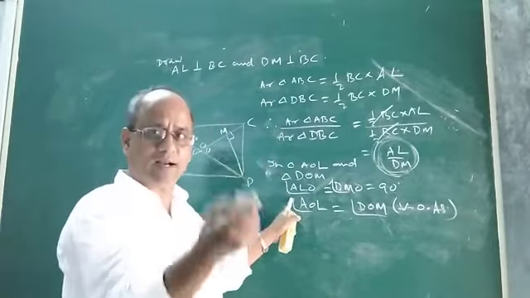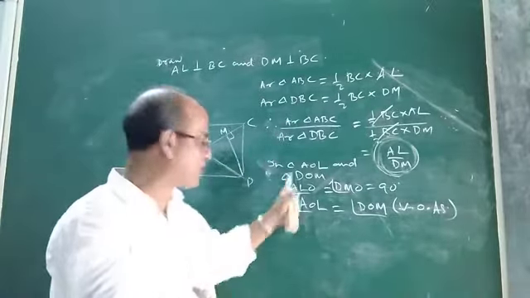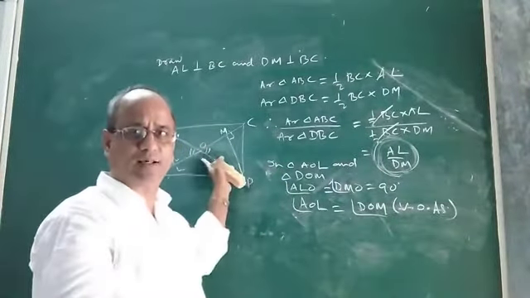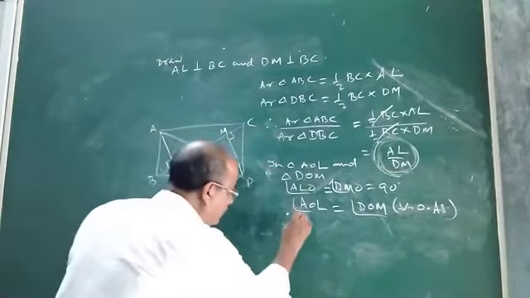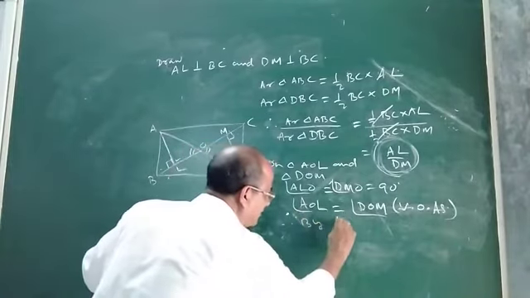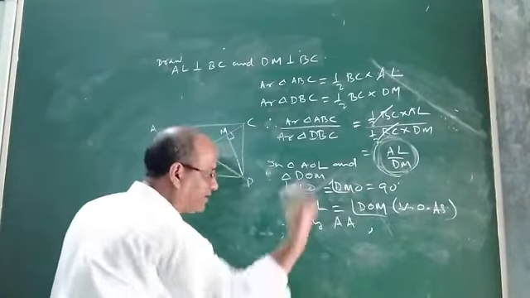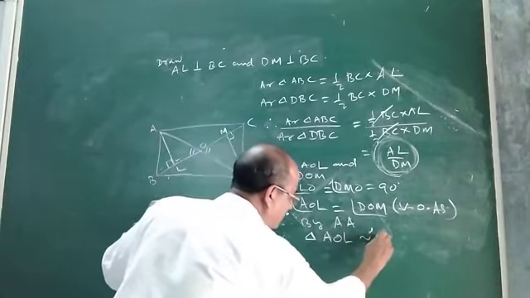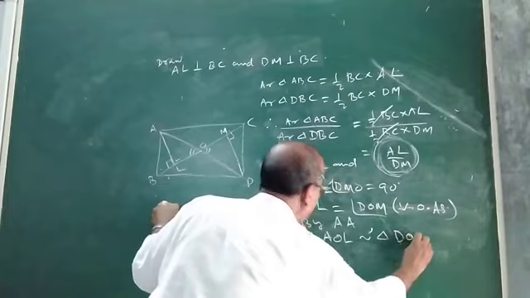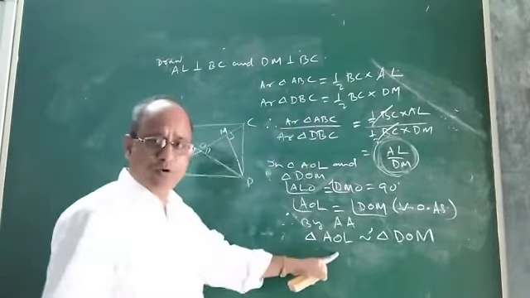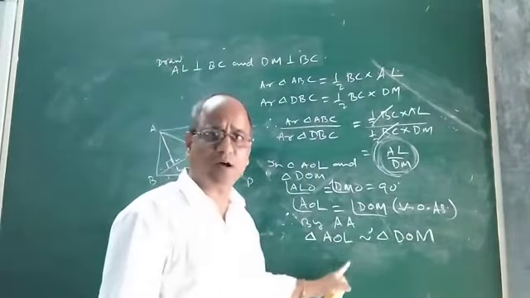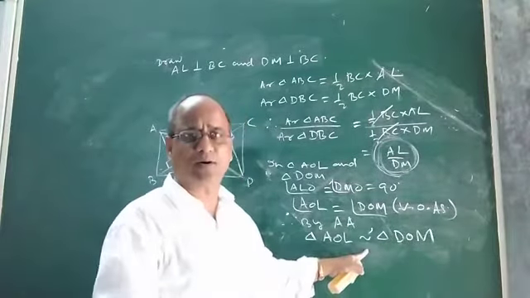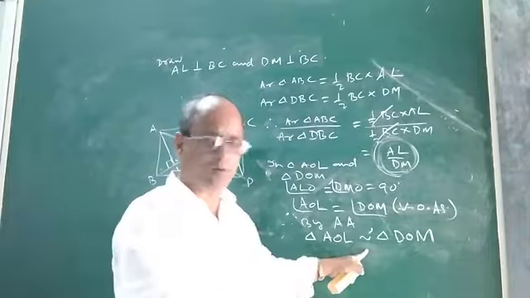By angle criterion, two triangles are similar. So as two corresponding angles of the two triangles are equal, by angle similarity criterion, triangle AOL will be similar to triangle DOM. So we proved that these two triangles are similar. Now if these two triangles are similar, what will happen to their corresponding sides? They will be proportional.